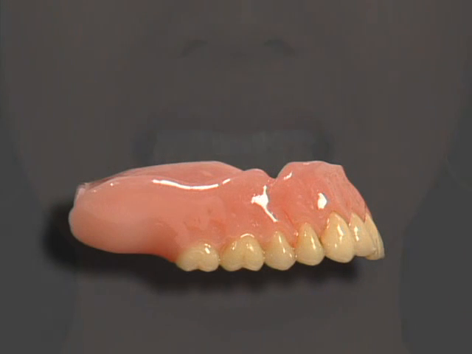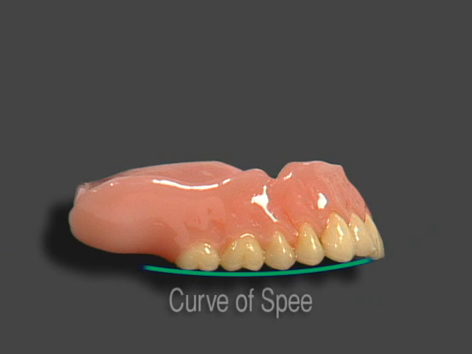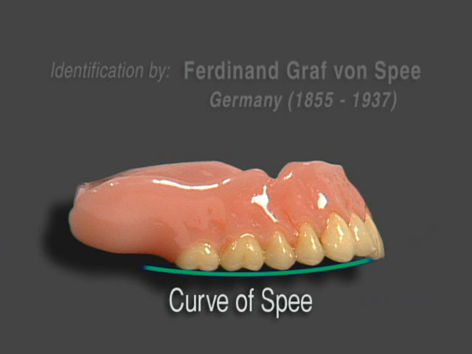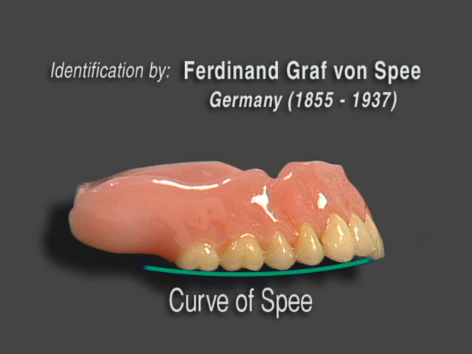Another whole arch concept that will help you understand the relationship of teeth and the dental arch is the curve of Spee. The curve of Spee was recognized by German embryologist Ferdinand Graf von Spee. When we talk about curve of Spee, again, I want you to think in terms of a face, in this case, a facial profile. Align one end of a 4-inch straight edge with the glabella.